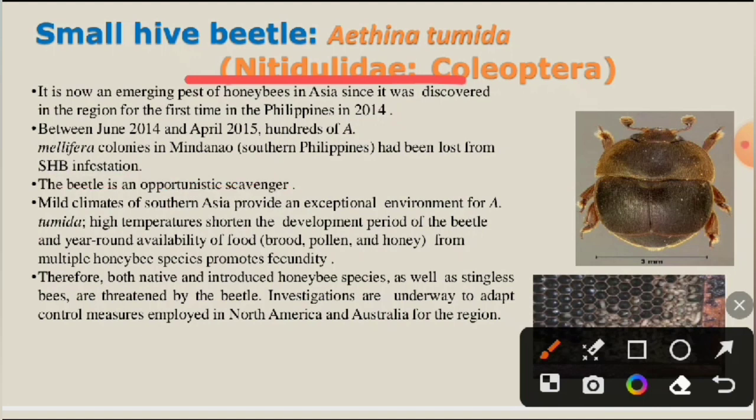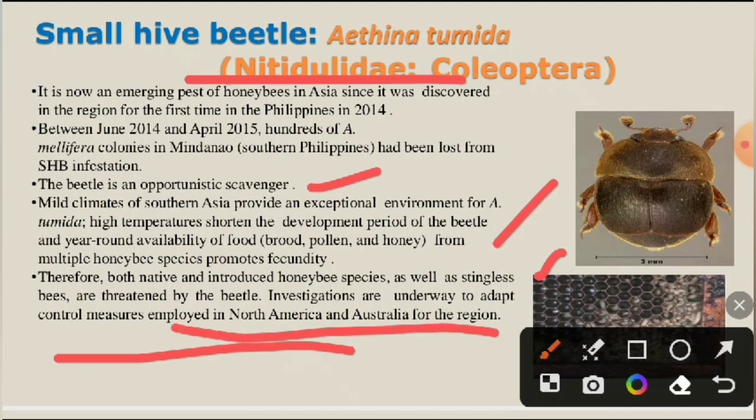And the beetle is an opportunistic scavenger, जैसे मैंने बोला, it is a scavenger, and mild climates of southern Asia provide an exceptional environment for Aethina tumida. High temperatures shorten the developmental period of the beetle, and year-round availability of the food, that is brood, pollen and honey from the multiple honeybee species, promotes the fecundity. And it will feed on the brood, pollen and honey, and it is seen in unhygienic conditions, and therefore both native and introduced honeybee species as well as stingless bees are threatened by these beetles. Investigations are underway to adapt control measures employed in North America and Australia for the region.